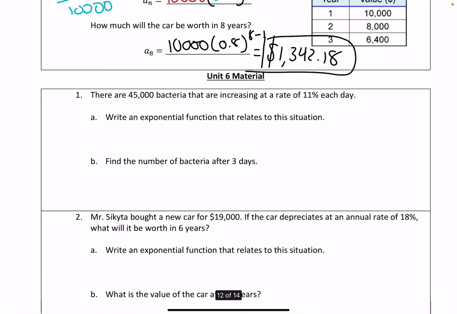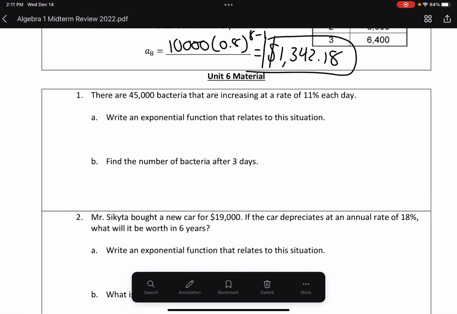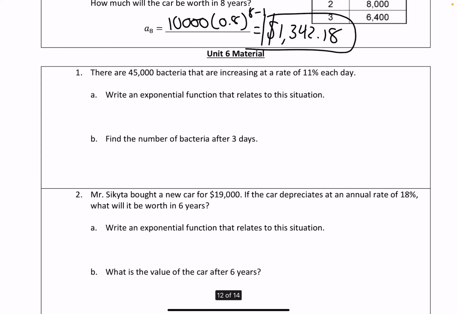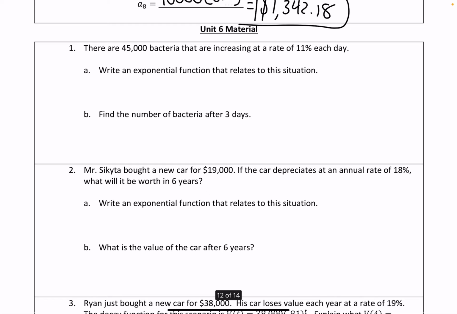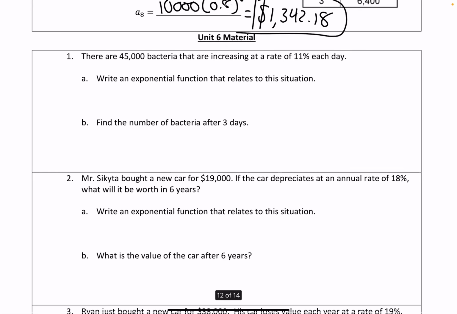Hi guys, it's Miss Adams, and we're going to be looking at the Unit 6 material from the Algebra 1 Midterm Review for the 2022-2023 school year. This material covers applications with exponential functions. So let's go ahead and jump into it.